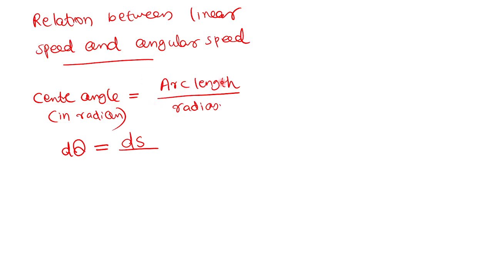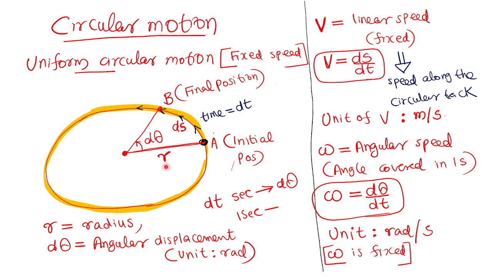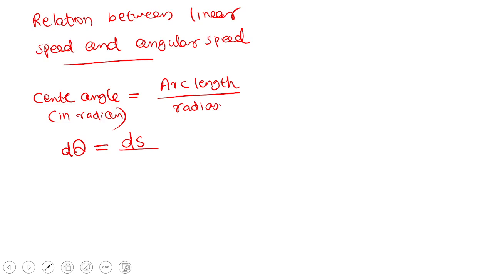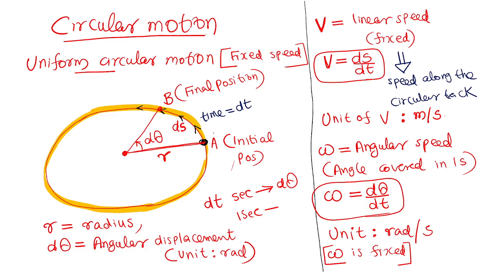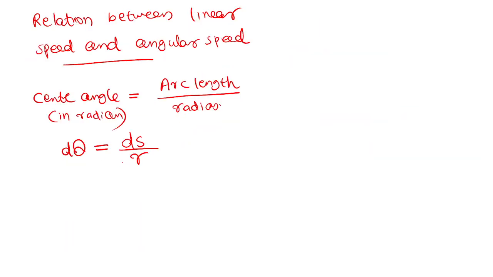Arc length by radius, where the radius is r. If the center angle is measured in radians, we have a formula in maths: the center angle equals arc length by radius. Let me do the cross multiplication. The arc length is ds, equal to r into d theta.